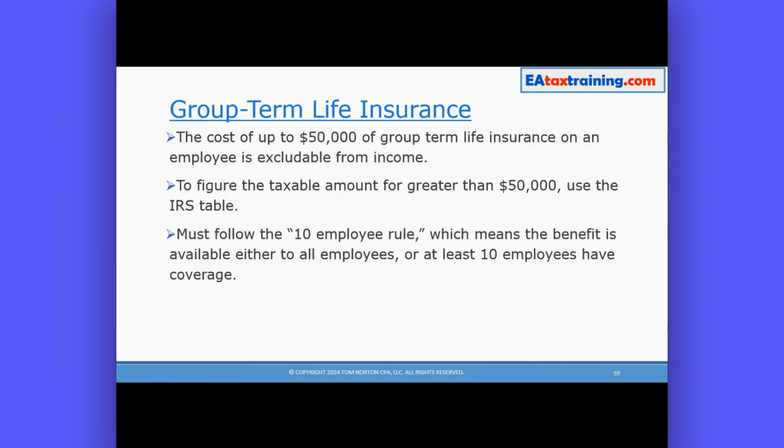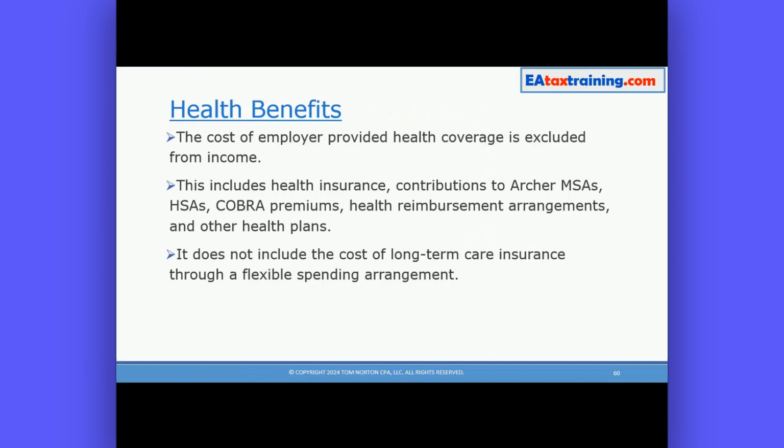Group term life insurance. So the cost of up to $50,000 of group term life insurance on an employee is excludable from income. To figure the taxable amount for amounts greater than $50,000, there's an IRS table. So if you're getting more than $50,000, that part above $50,000 is taxable to the employee, and there's an IRS table that you use in order to figure that amount out. And you have to follow the 10 employee rule, which means the benefit is available either to all employees or to at least 10 employees that have coverage.